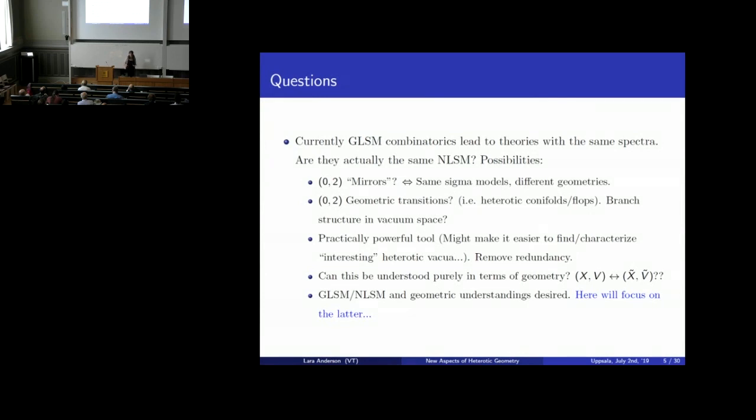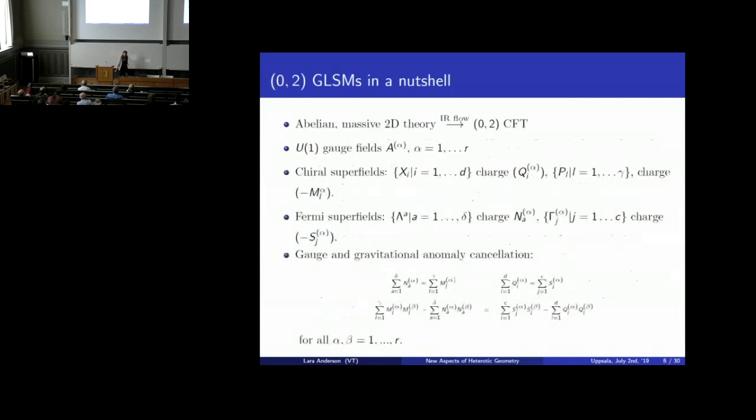And I'd like to understand this at one pass purely in terms of geometry. So what's special about these pairs of a manifold and a bundle over it, topologically distinct, that are going to give me the same physics? So again, here I'm going to focus on geometry. So first, let me review what it is this correspondence that I want to tell you a little bit about. How am I getting different heterotic theories with the same physics?